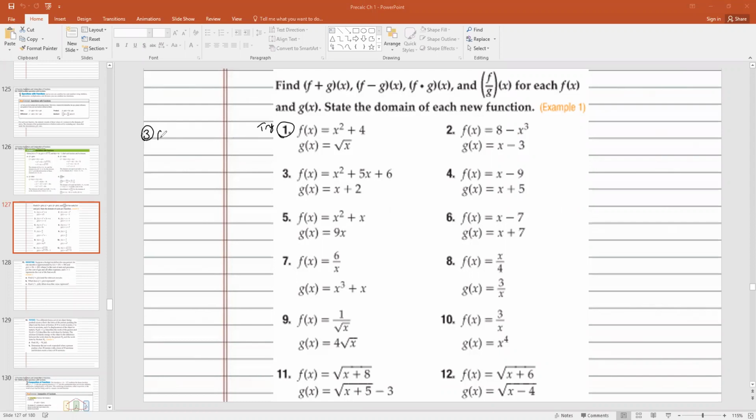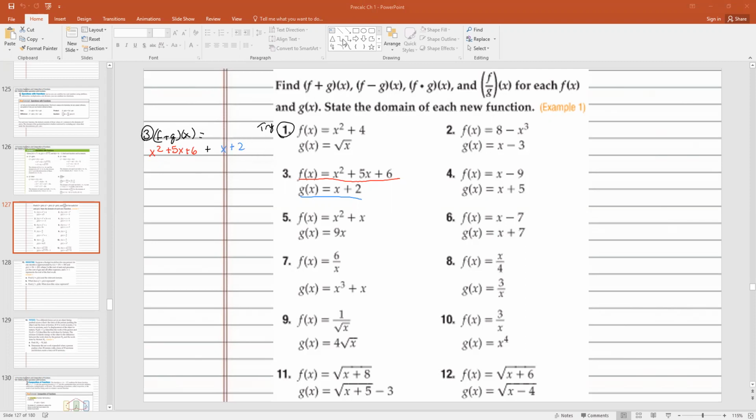So first thing I want to do is find my f plus g of x. Right, and I'll color coordinate, I guess. The f of x is going to be red, and the g of x is going to be blue. All right, so here we're just adding the f of x, which is x squared plus 5x plus 6, plus our g of x, which is x plus 2. So you're just basically adding those two together.